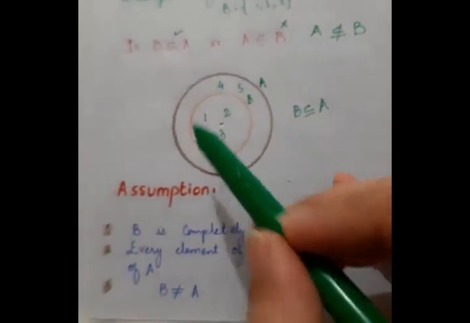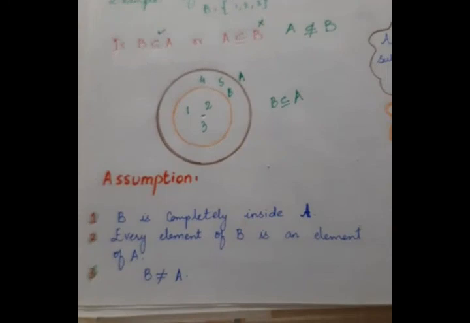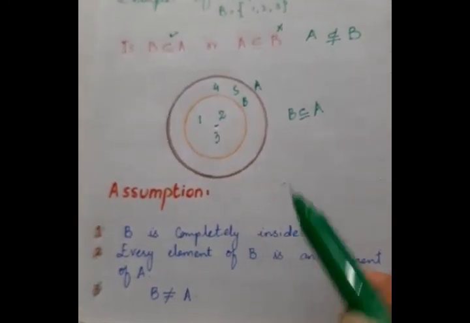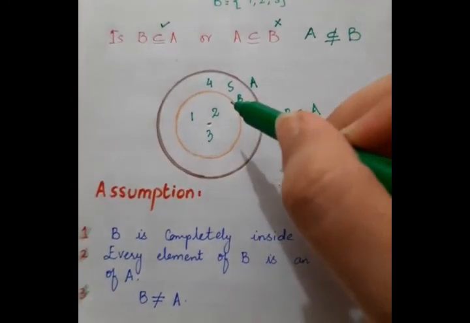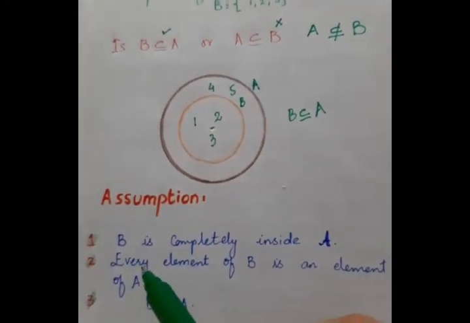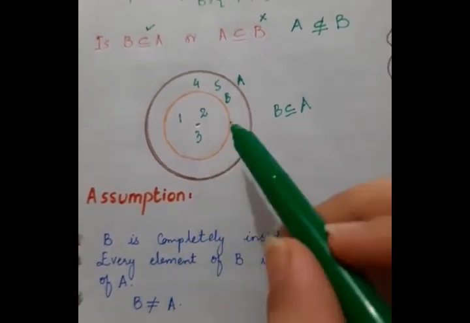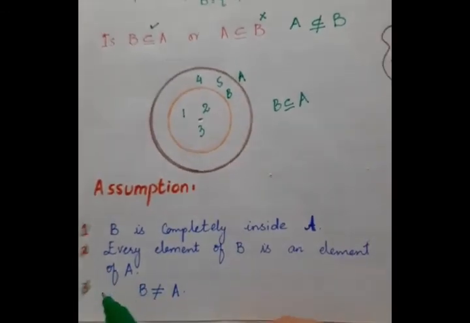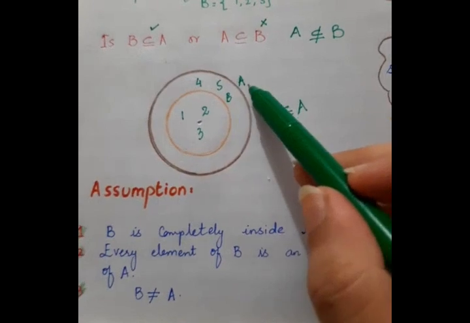From this Venn diagram we have assumed the following 3 points that B is completely inside A. What does it mean कि जो B set है वो किसके अंदर मौजूद है A set के अंदर मौजूद है. The second thing is every element of B is an element of A. B का हर element किस में मौजूद है A के अंदर मौजूद है. और थर्ड assumption हमारी क्या है, लेकिन जो B set है वो A के equal नहीं है.